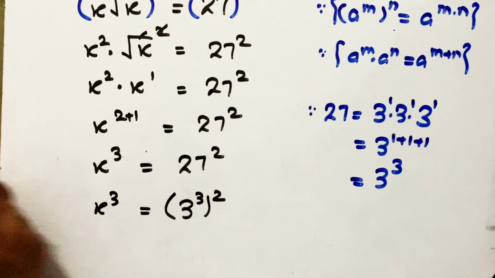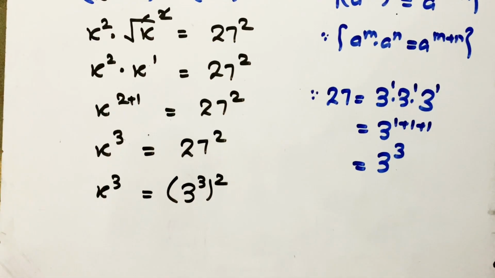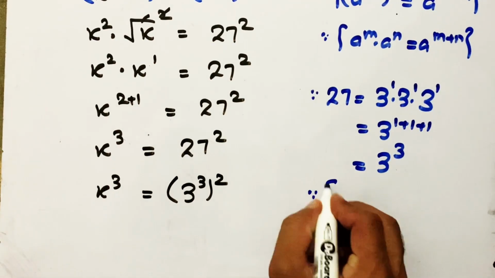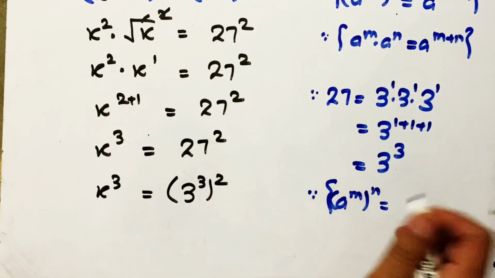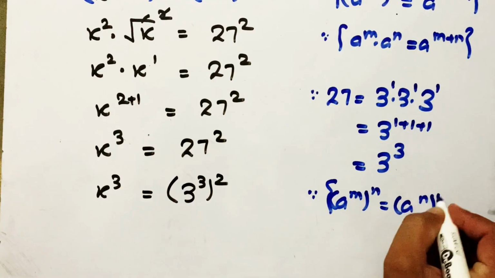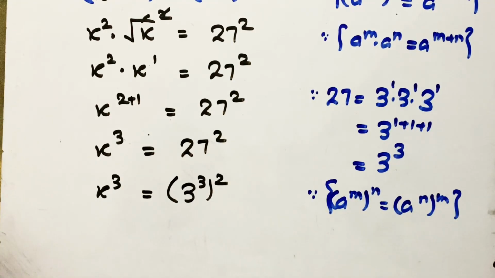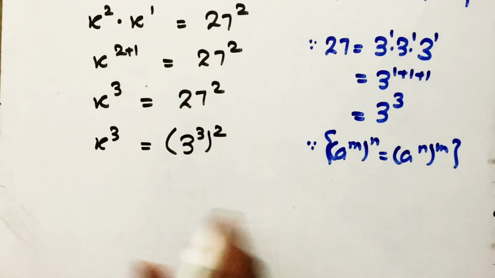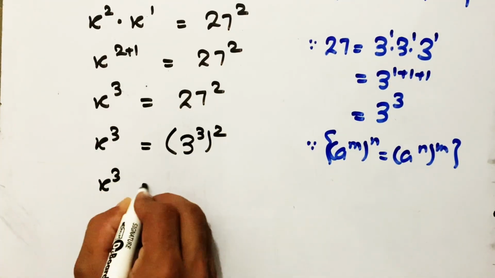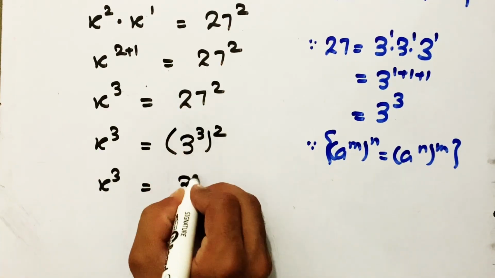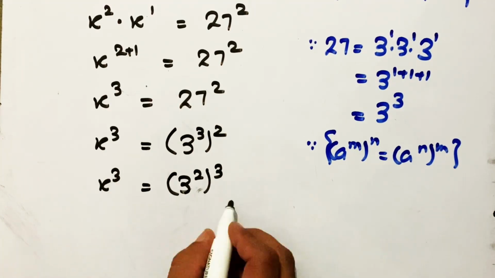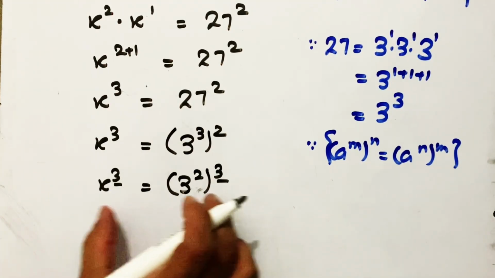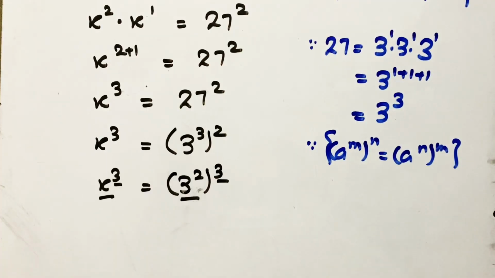Using the power rule again, if a to the power of m, whole power n, we can transfer the powers, so it is a to the power of n, whole power m. So our equation becomes x cubed equals 3 squared, whole cubed. This means the cubes are the same, the powers are the same, so the bases are also the same.